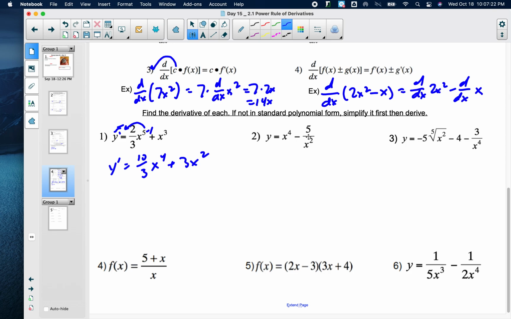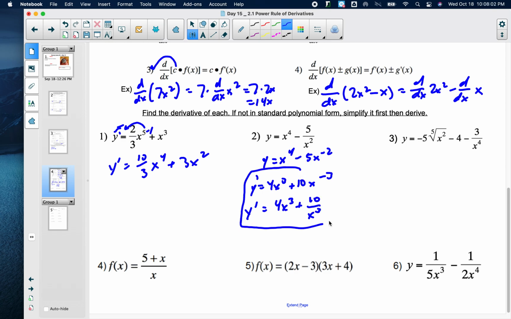This one's not in standard polynomial form. Okay, so I want everything on the same line. So I should rewrite this as x to the 4th minus 5x to the negative 2nd. Now there's no division of x's, and now I can follow my rules. So y prime equals 4x to the 3rd, following that derivative rule. And then bring the negative 2 down, so that's a positive 10, and then subtract by 1, so x to the negative 3rd. And you can really keep it like this if you want, or you could flip it down. So y prime equals 4x to the 3rd plus 10 over x to the 3rd. Okay, so either one of these is fine.